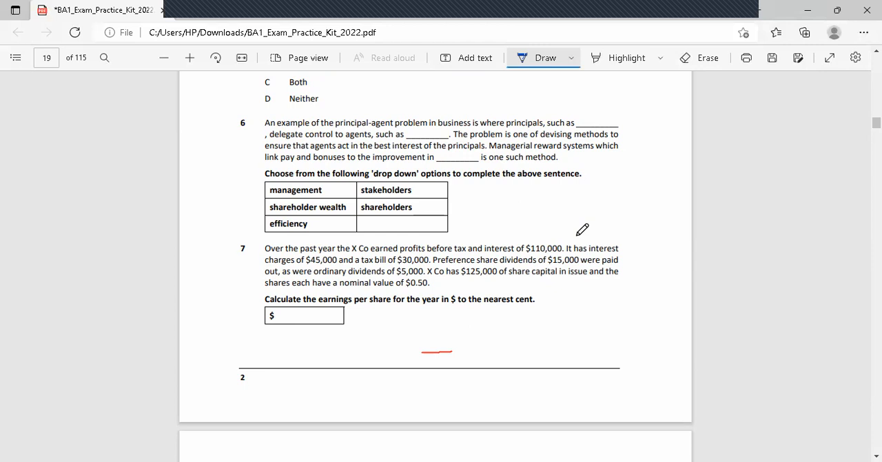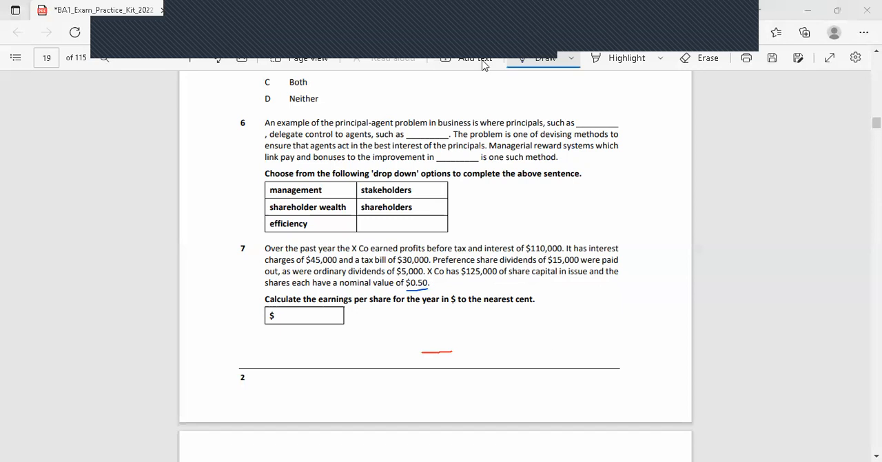Seventh question. Over the past year, the X company earned profits before tax and interest of 110,000. It has interest charges of 45,000 and a tax bill of 30,000. Preference dividends of 15,000 were paid out, as were ordinary dividends of 5,000. The company has 125,000 of share capital in issue, and each share has a nominal value of 0.5. So what's the formula of EPS? EPS is equal to the net income available to ordinary shareholders divided by the total number of shares.